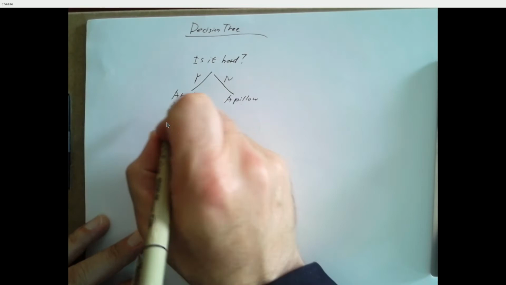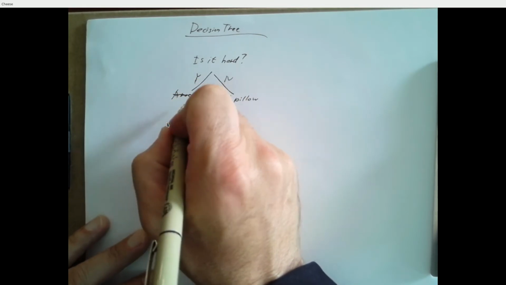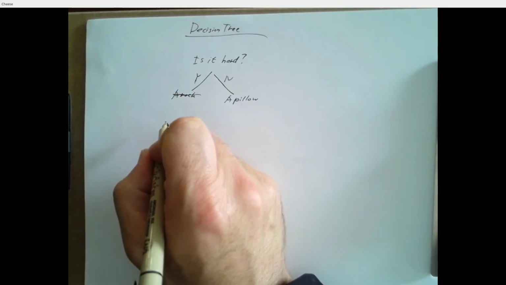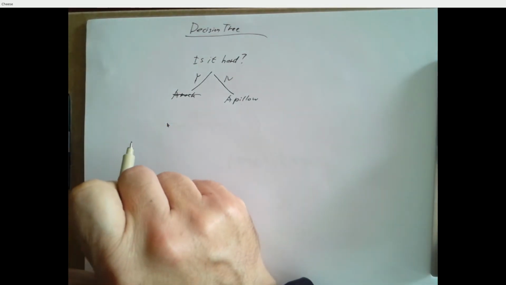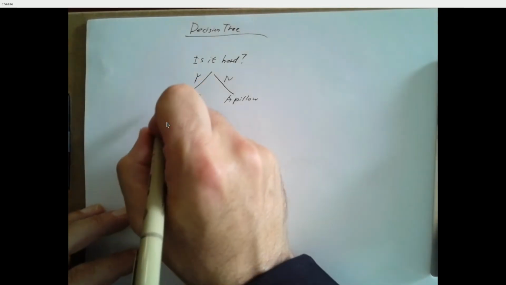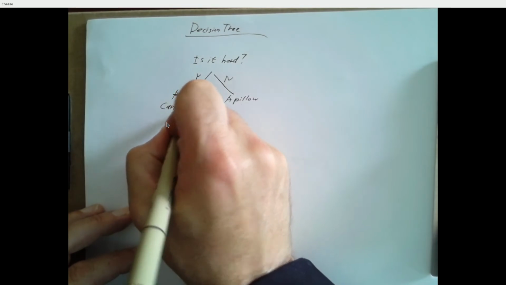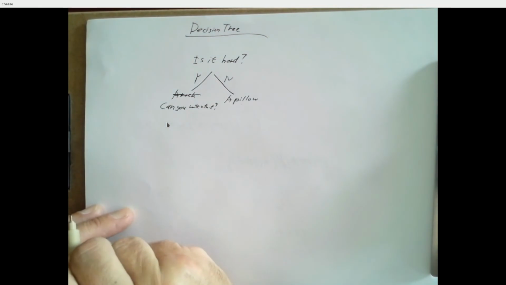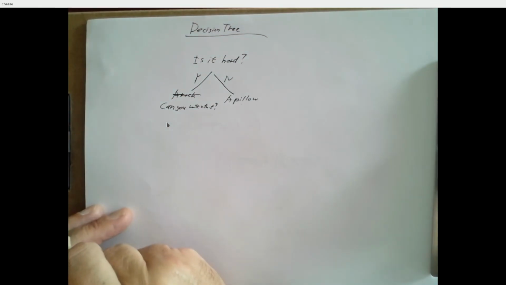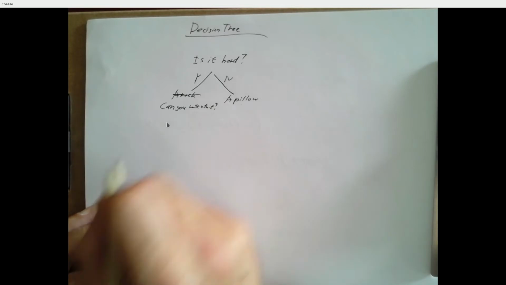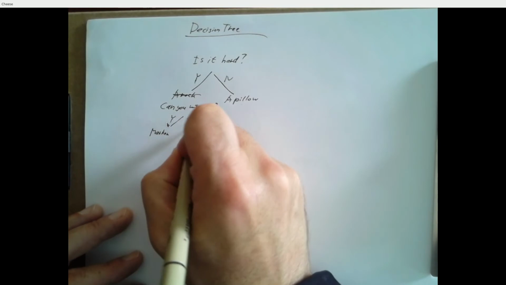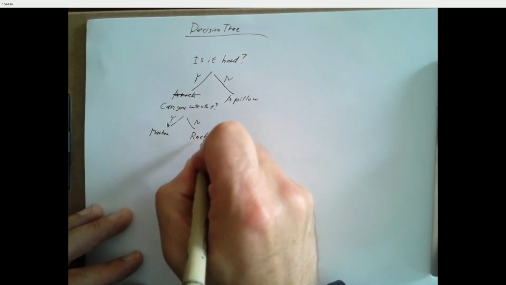So I'm going to change this to a question. And I'm going to say, tell me a question I could have asked that differentiates a marker from a rock. Can you write with it? Okay, so my new question is, can you write with it? And if the answer is yes, then what were you thinking of? Marker or a rock? Marker, okay, so if the answer is yes, it's a marker. And then if the answer is no, obviously, you were thinking of a rock.